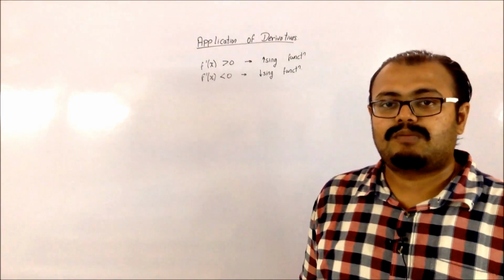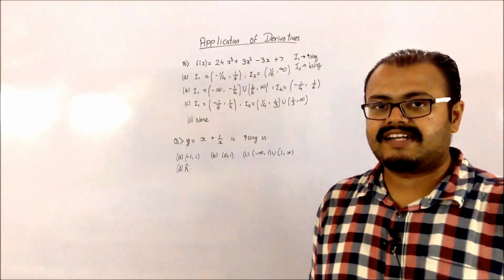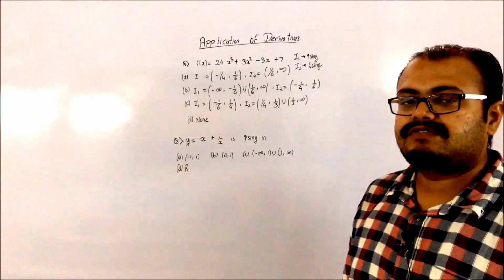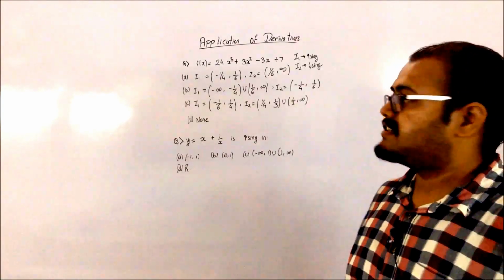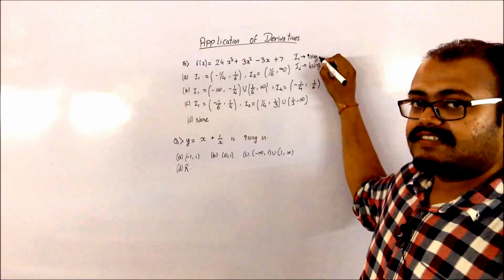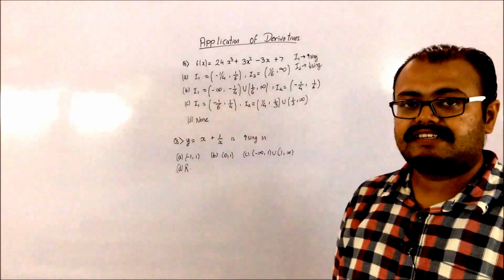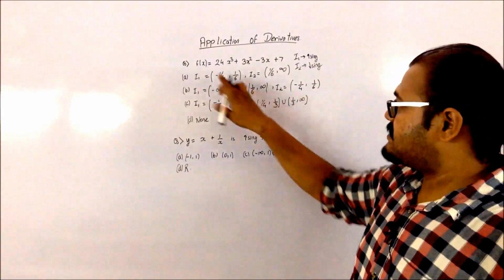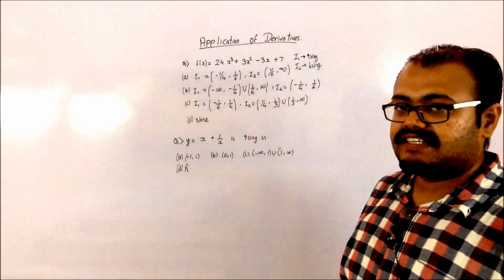Now let's see the problems which are based on this. Let's look at the first question. They have given me f of x and I have to find the ranges in which the function is going to be an increasing function and a decreasing function. So let us take that function and find the derivative of it.